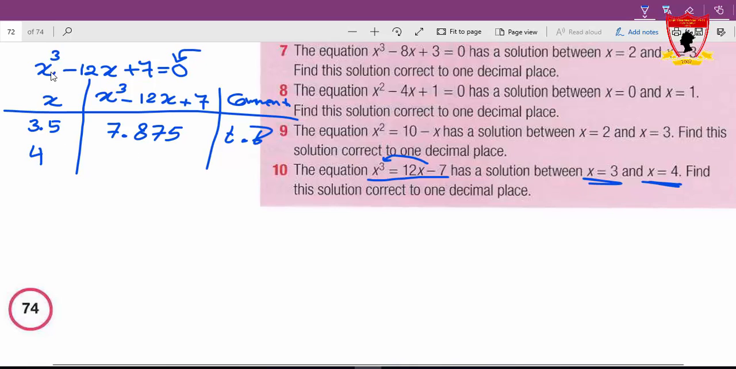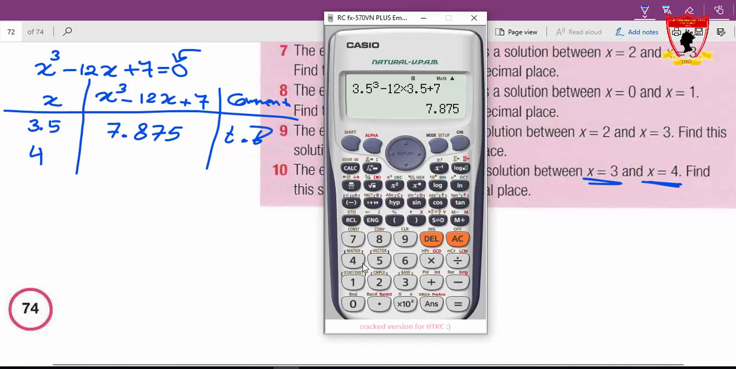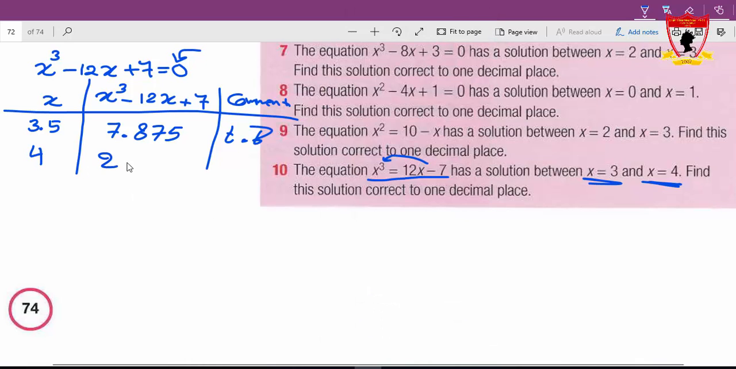Then if we put 4 in place of this x, we will have 4 to the power of 3, 4 cubed, minus 12 times 4 plus 7. It is equal to 23. Now it's too big. This number is too far from 0. We have to pick something less than 3.5. Less than 3.5, let's pick 3.2.